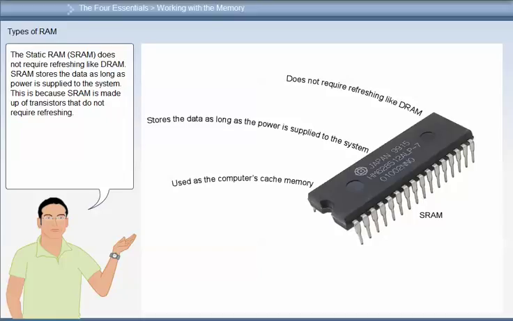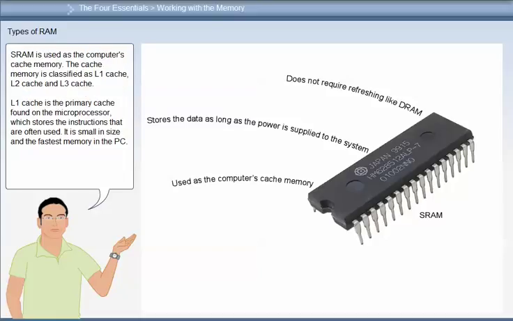This is because SRAM is made up of transistors that do not require refreshing. SRAM is used as the computer's cache memory. The cache memory is classified as L1 cache, L2 cache, and L3 cache. L1 cache is the primary cache found on the microprocessor, which stores the instructions that are often used. It is small in size and the fastest memory in the PC.